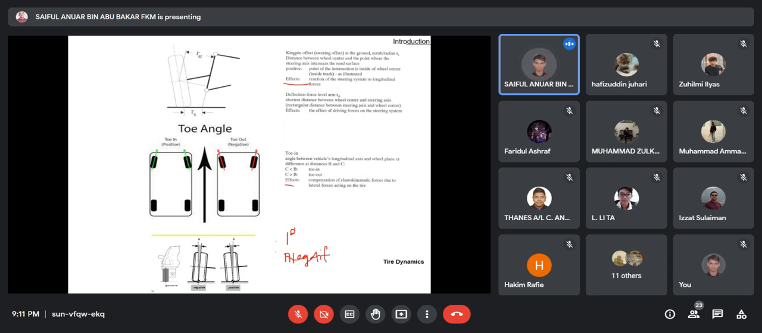Some workshops tend to set zero angle for both toe and camber. That is what we call neutral toe and neutral camber. They just try to play safe. But in terms of performance, if you want a slightly wider tire contact in terms of track width, you should have the negative.